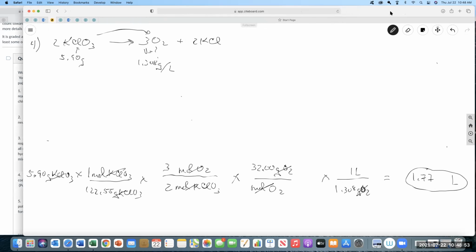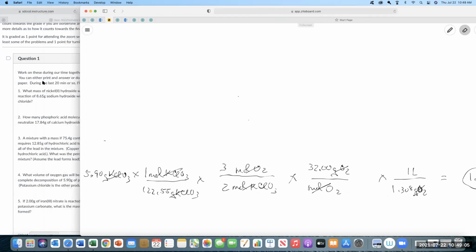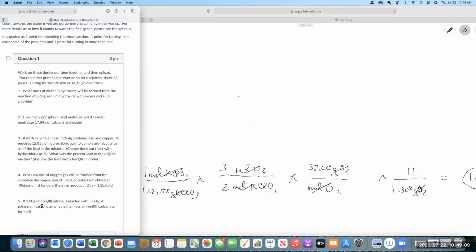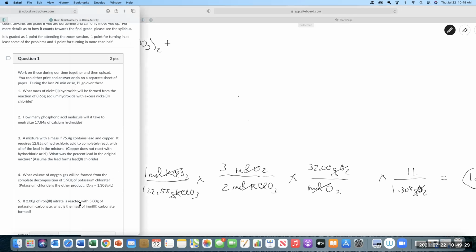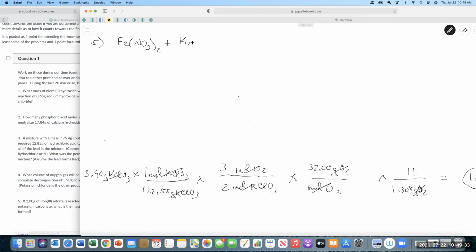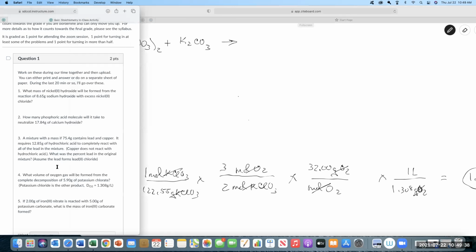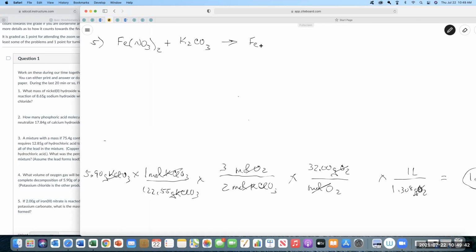Okay, the last one, this is going to take a minute. I'm going to erase the top here. Let's look at number 5. Number 5 says 2 grams of iron nitrate is reacted with 5 grams of potassium carbonate. What's the mass of iron 3 carbonate? I'm going to just write the formulas. Iron 3 nitrate, Fe(NO3)3, is reacted with potassium carbonate, K2CO3. You're told you get iron 3 carbonate, Fe2(CO3)3. And you need the other product to balance it.